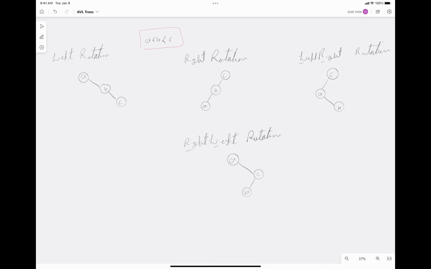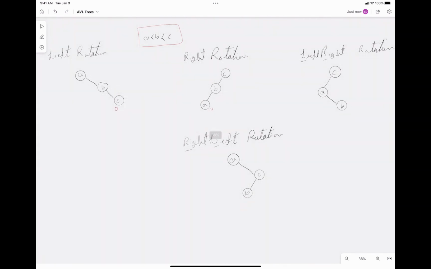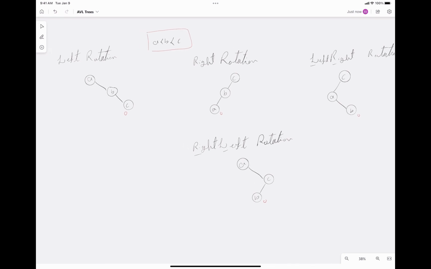And here I'm going to write the balance factor of each node. The balance factor for the node C is 0 as it is a leaf. The balance factor of the node B is 1 because its height from the right side is 1 plus 1, going to be 2. From the left side, its left child has a height of 0, so 0 plus 1 is going to be 1, so 2 minus 1 will be 1 as the balance factor of B.